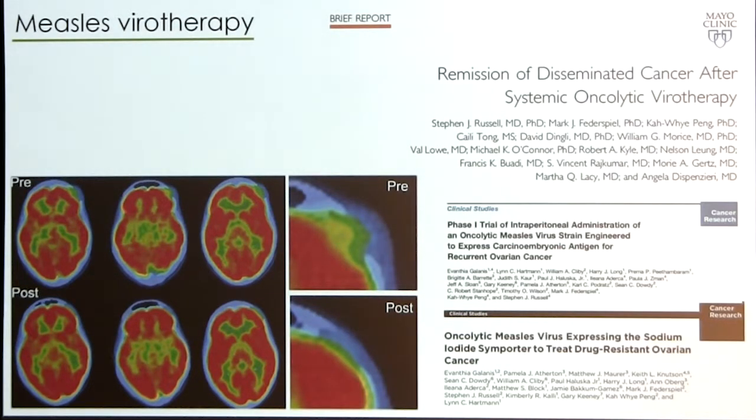They also did a different phase 1 trial on ovarian cancer with intraperitoneal injection of the virus. And I don't know if it's still open, but they have a study on mesothelioma actually, with intraperitoneal injection and intrapleural injection of the virus too.